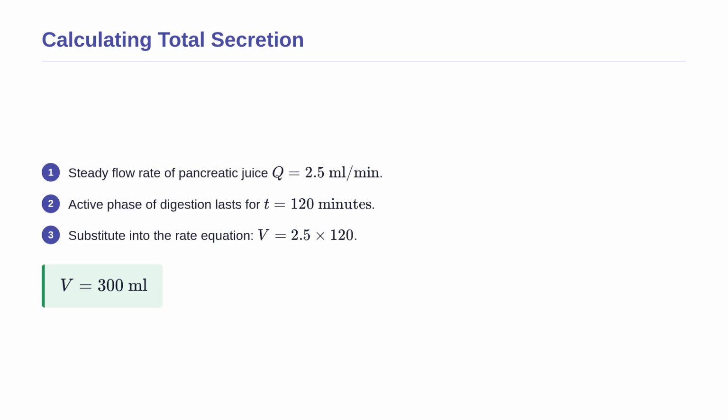We choose our rate equation because we have a constant flow over a specific duration. We substitute our known flow rate of 2.5 and multiply it by our known time of 120 minutes. The minutes cancel out mathematically, leaving us with a final answer of 300 milliliters. Physically, this means the pancreas must manufacture nearly a third of a liter of digestive juices just to handle this single meal.